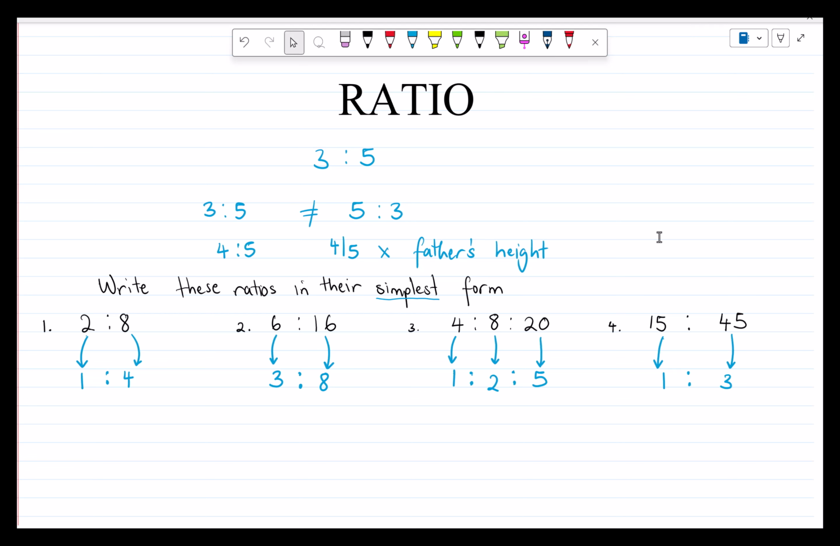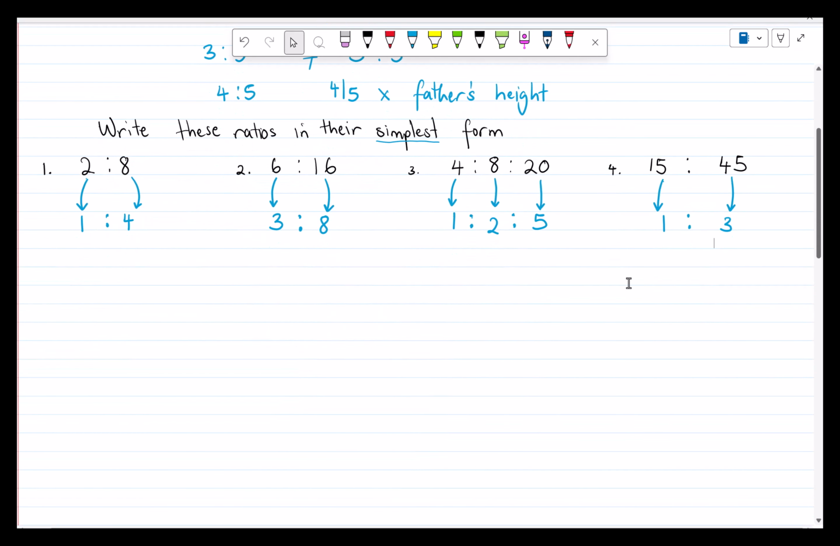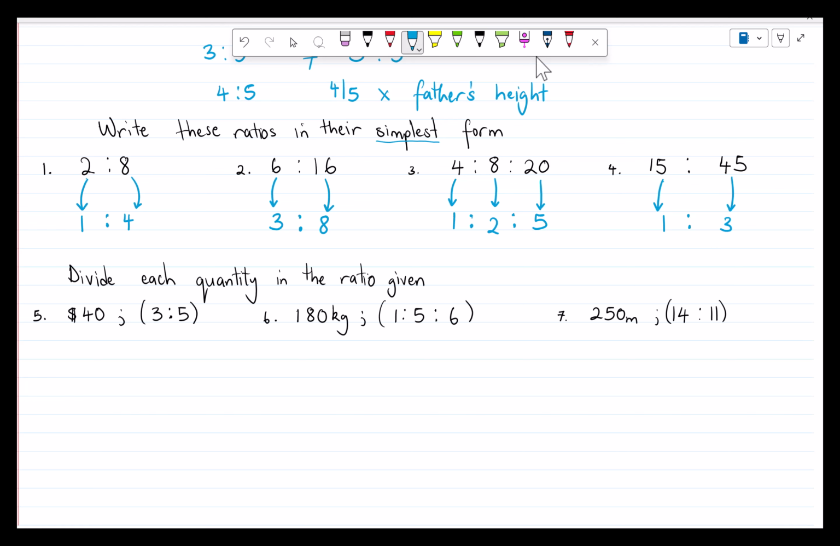I'm going to move over and look at an example whereby we will be dividing a quantity in the given ratio. For number 5, we have $40 and it is being divided in the ratio of 3:5. When you get a question like this where you have to divide into the given ratio, we have to find the total of the ratio. So we have 3 plus 5, and we get 8.